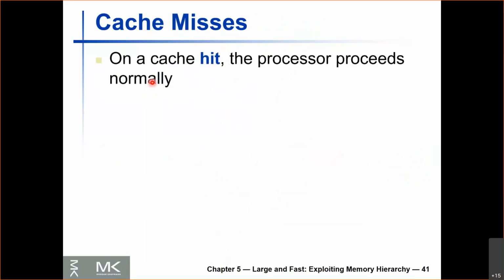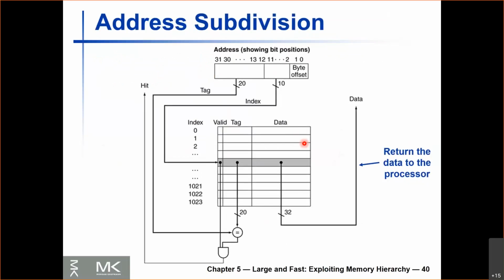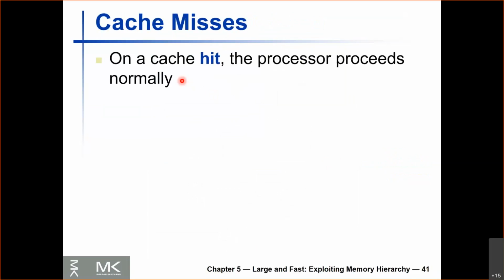So on a cache hit, the processor just proceeds normally, right? So everything that we showed you on the slide, we can do all of this in one cycle, in the pipeline data path that we showed you before. So if we have a cache hit, then the memory stage takes one cycle and the processor proceeds normally. It's like we don't feel anything.